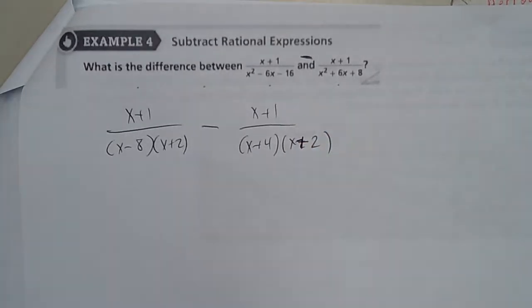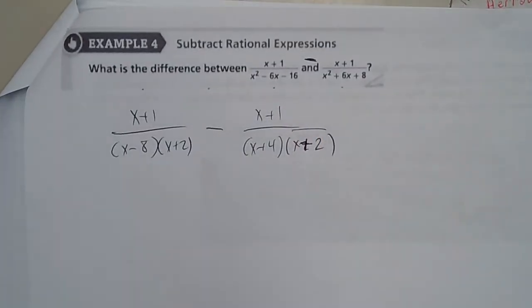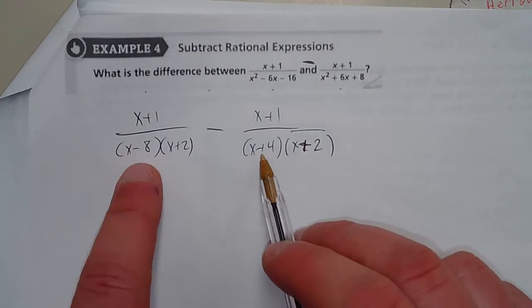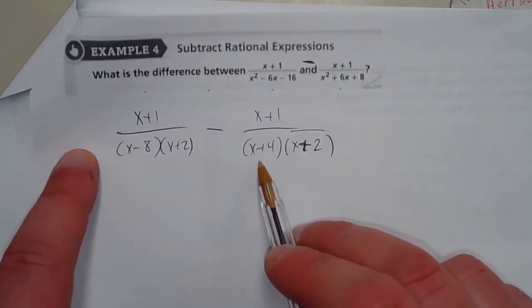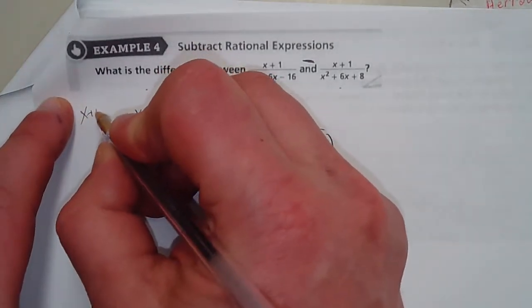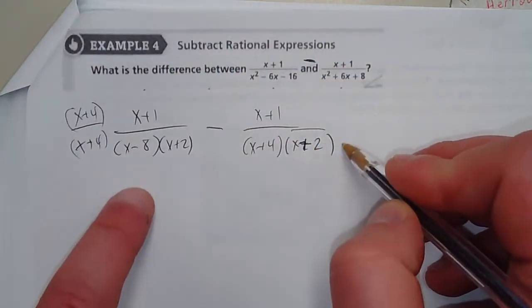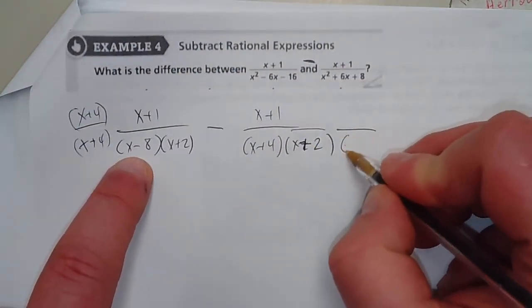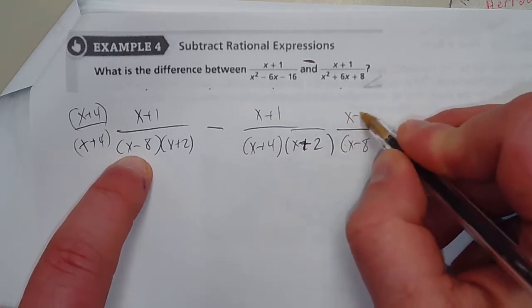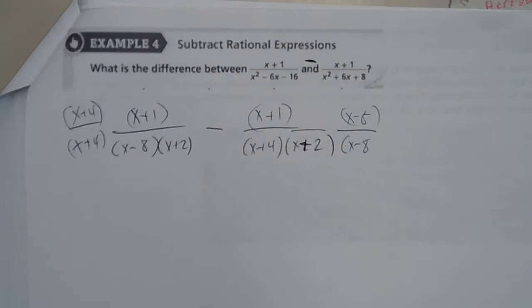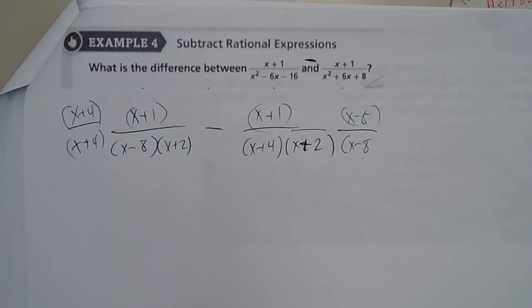Perfect. All righty. So in terms of creating our common denominator here, they both have x plus 2s, that's good. But they have different terms here. So that means this one will need this x plus 4. So we go x plus 4 over x plus 4. And then this one will need this x minus 8. So x minus 8 over x minus 8. And so that's going to get us to having a common denominator.